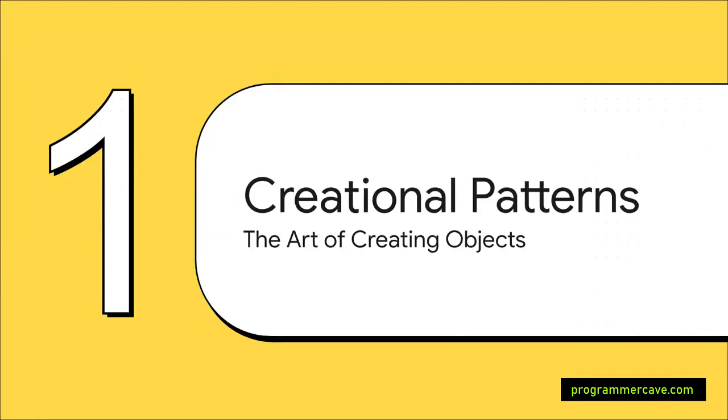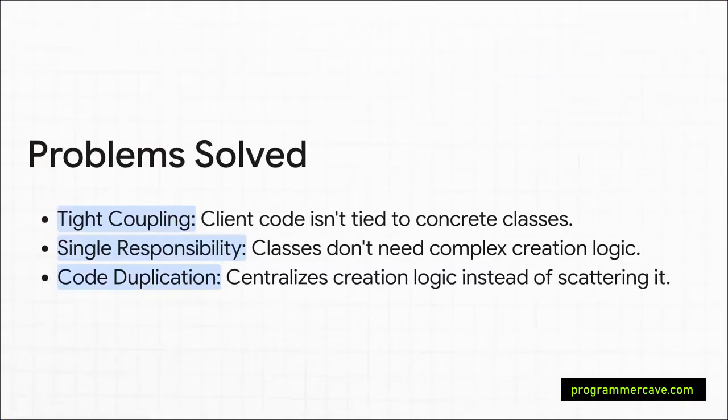So let's zoom in. We're going to explore the very art of creating objects. This is about the very beginning of an object's life. These patterns give us incredible flexibility and control over how we instantiate things, which ultimately makes our systems way more dynamic and loosely coupled.